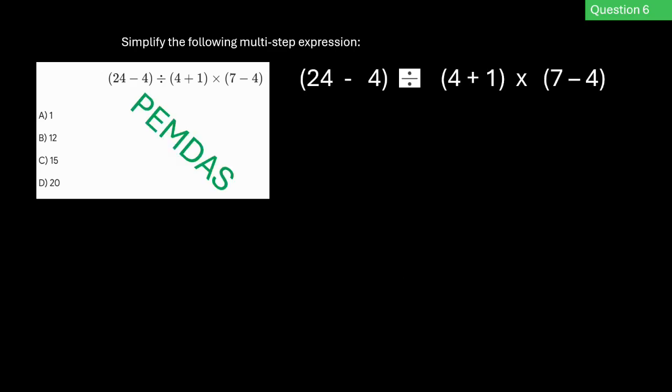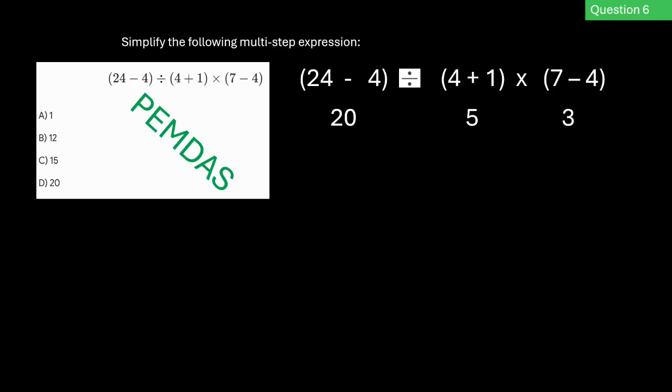So P, parenthesis, we're seeing 24 take away 4. So let's clear that first because we're doing our parenthesis first. And 24 take away 4 is 20. Let's move on to 4 plus 1. Remember, we're doing all the brackets first. 4 plus 1 is 5. And let's move on to 7 take away 4. 7 take away 4 is 3.